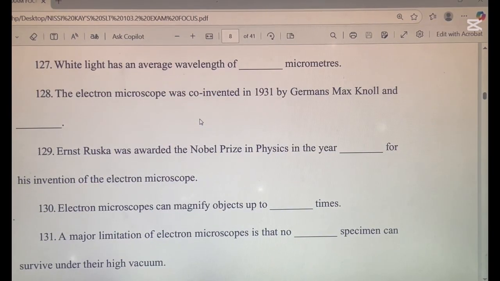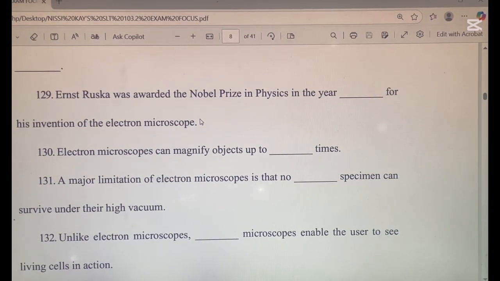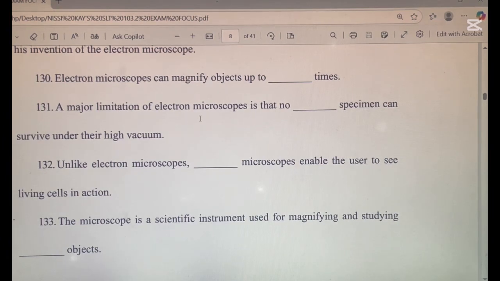Now, the electron microscope was co-invented in 1931 by the Germans Max Knoll and Ernst Ruska. We've talked about this before. Ernst Ruska was awarded the Nobel Prize in Physics in the year 1986 for his invention of the electron microscope. Now, electron microscopes can magnify objects up to 1 million times.